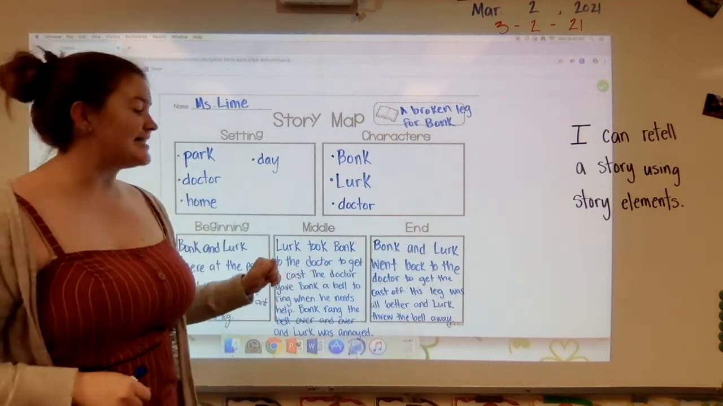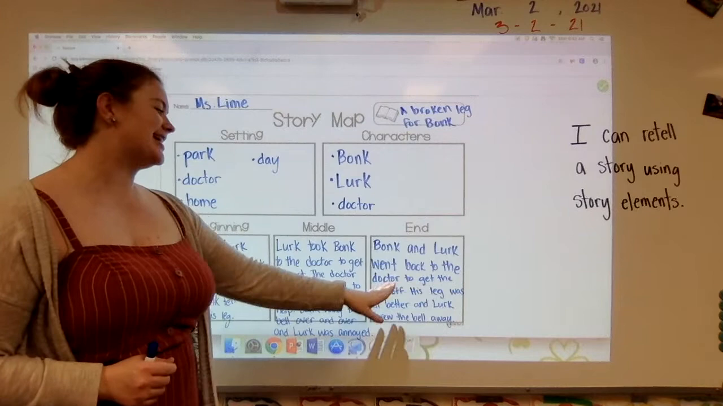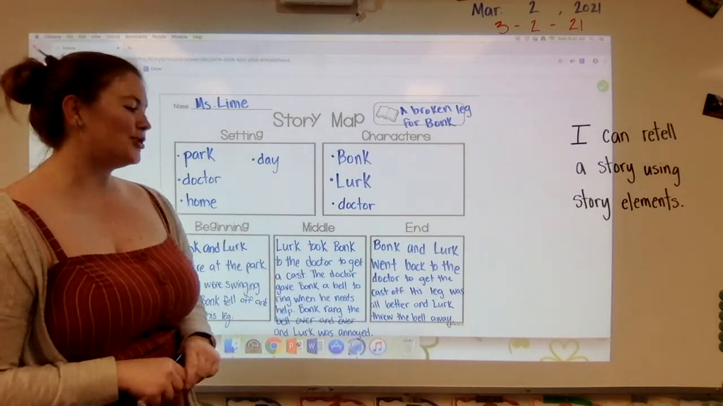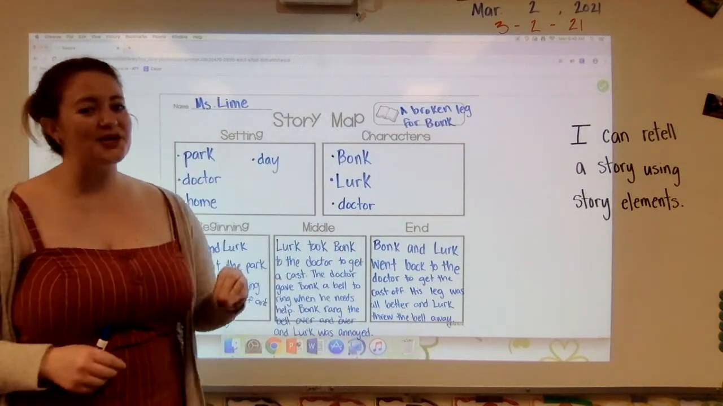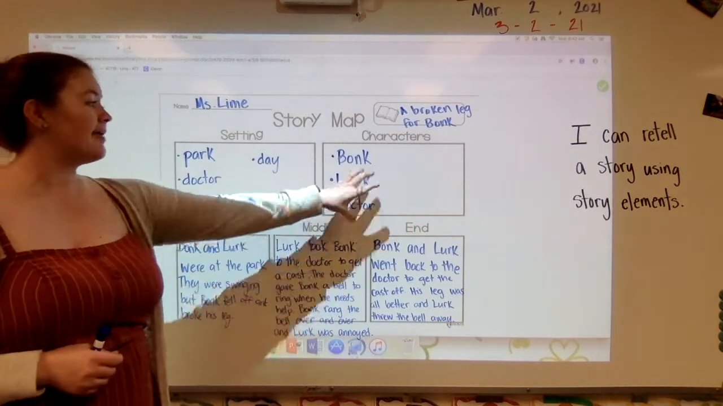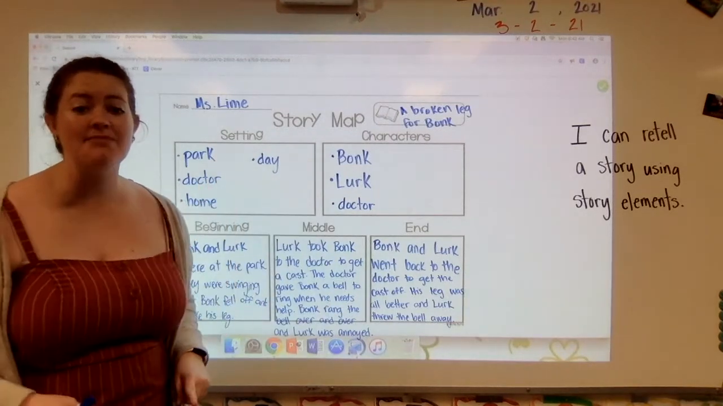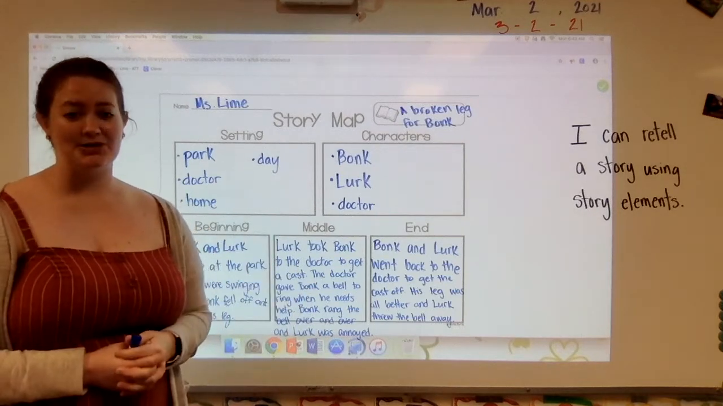So in the end, I said, Bonk and Lurk went back to the doctor to get the cast off. His leg was all better, and Lurk threw the bell away. So I went through, after reading, I told you my setting, my characters, and beginning, middle, end. In my beginning, middle, end, I tell you the problem and the solution.